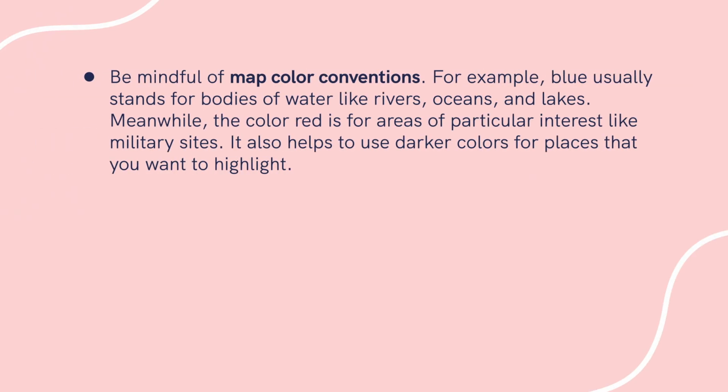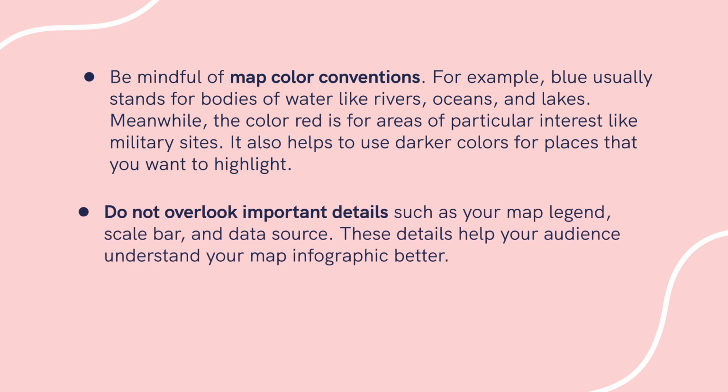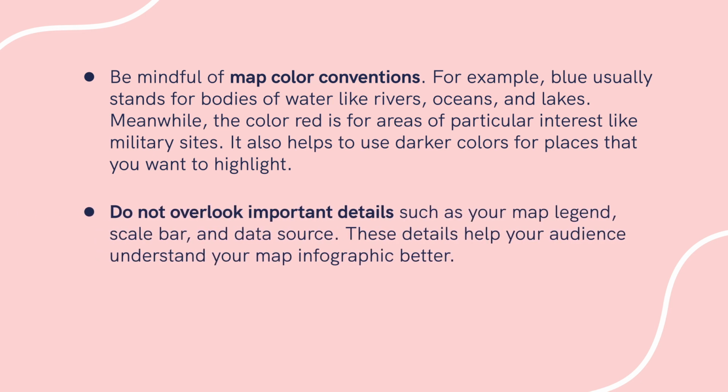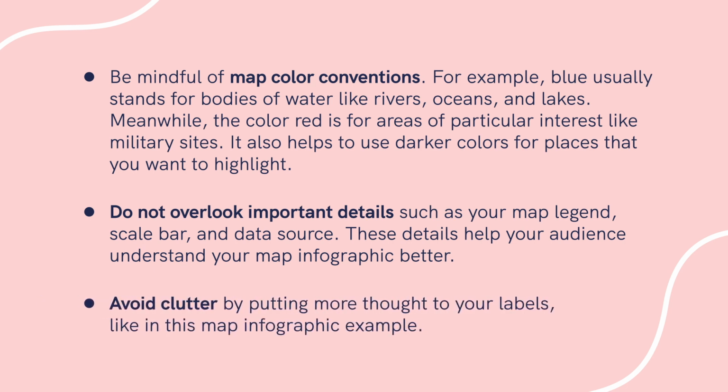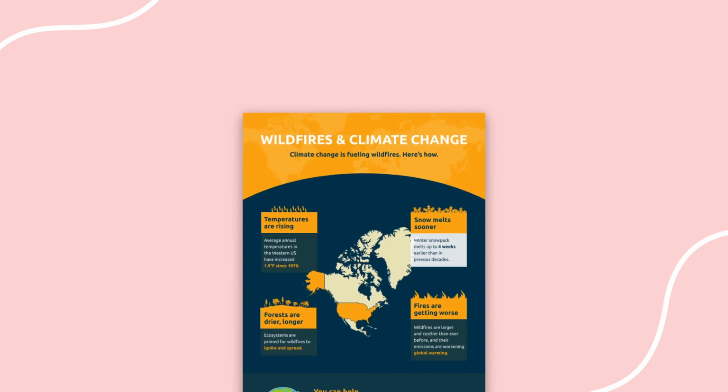Here are some of the best practices for this infographic format. Be mindful of map color conventions. For example, blue usually stands for bodies of water like rivers, oceans, and lakes. Meanwhile, the color red is for areas of particular interest like military sites. It also helps to use darker colors for places that you want to highlight. Do not overlook important details such as your map legend, scale bar, and data source. These details help your audience understand your map infographic better. Avoid clutter by putting more thought into your labels, like in this map infographic example.